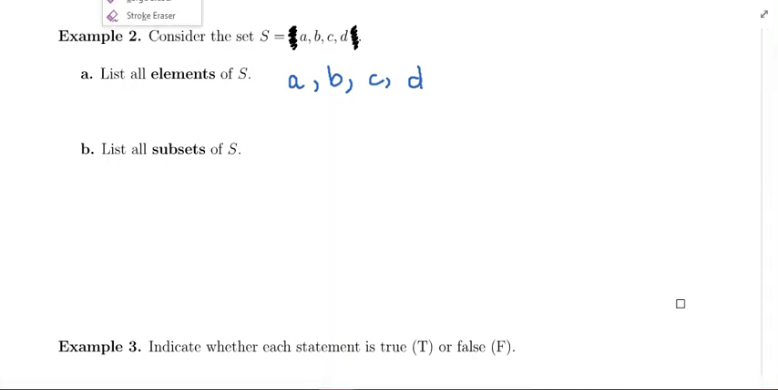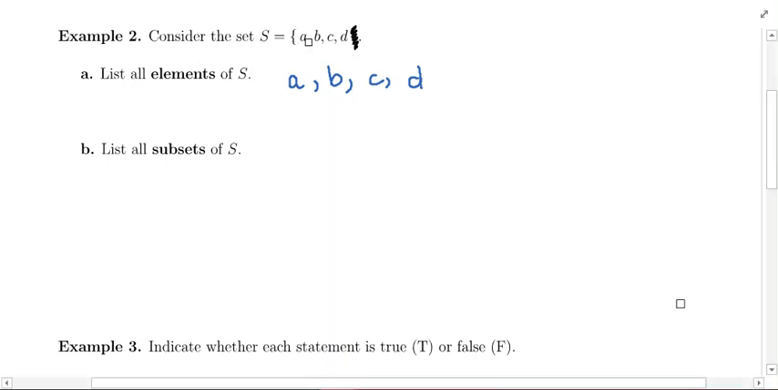All right, so moving on to the second part, now we're going to list the subsets. Remember what a subset is. A set is a subset of another set if every object in the first set is in the second set. So this is how we're going to do this. Let's start off small. Since it's a subset, it has to be a set, so every subset you form is going to be in braces.